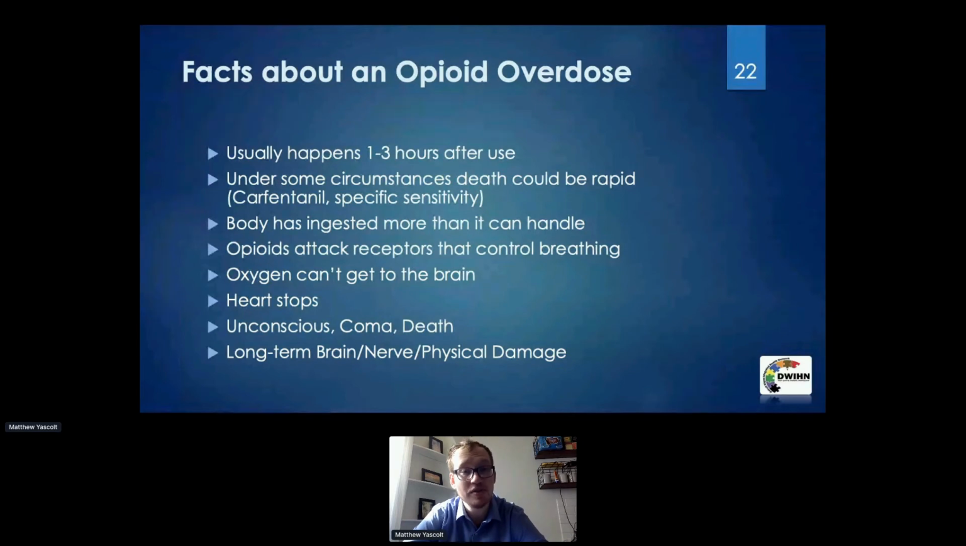So the body's ingested more of the opioid than it can handle, and it attacks receptors that control breathing. Subsequently, oxygen doesn't flow to those vital organs, and symptoms, therefore, can be unconsciousness, coma, death, and then if brought back, long-term brain, nerve, or physical damage.